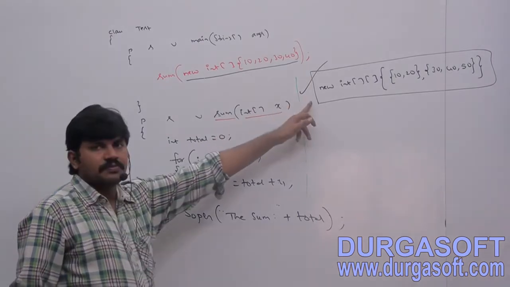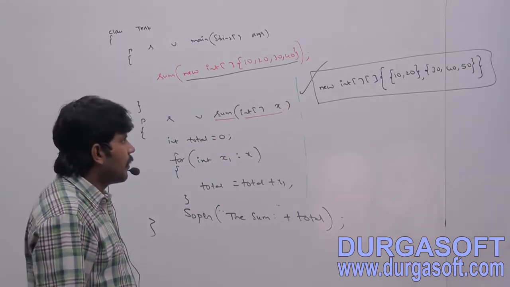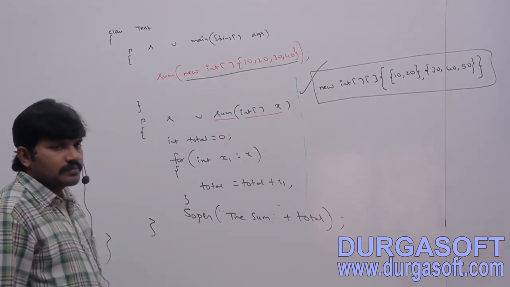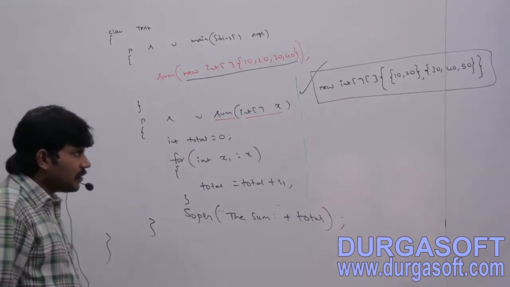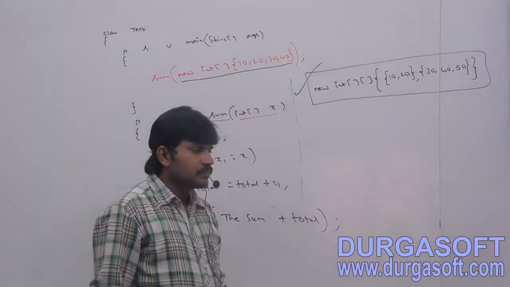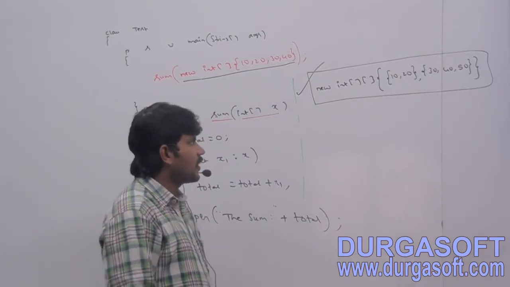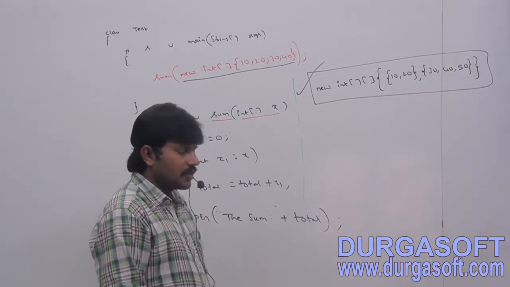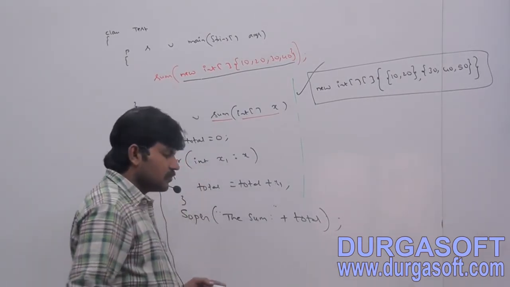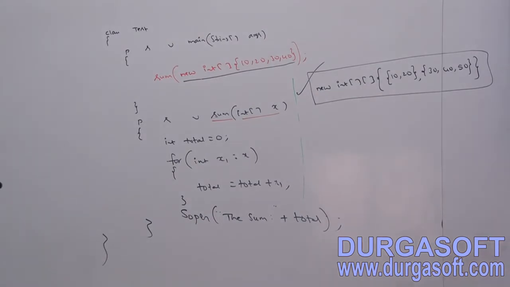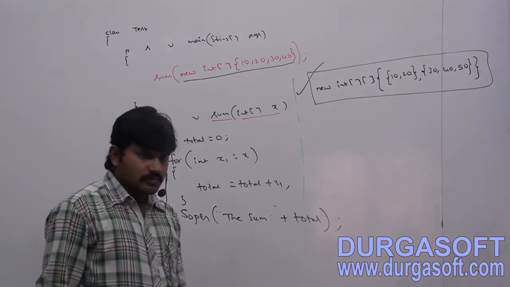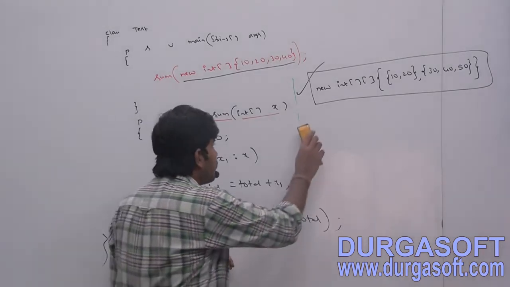Okay, take this one. New 2-dimensional array of 10, 20, and then 30, 40, 50. Completed, right?